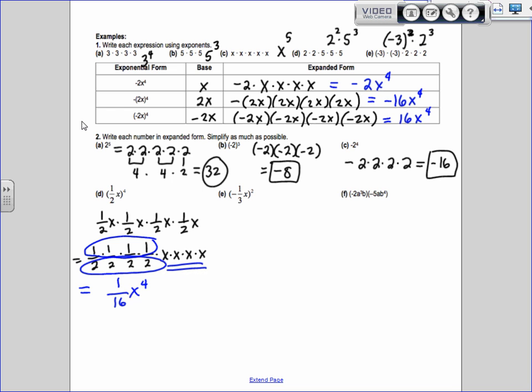All right, and then same thing for this one. It's negative 1/3 x times negative 1/3 x. So if you move things around, negative 1/3 times negative 1/3 is 1 over 9, and then x squared.